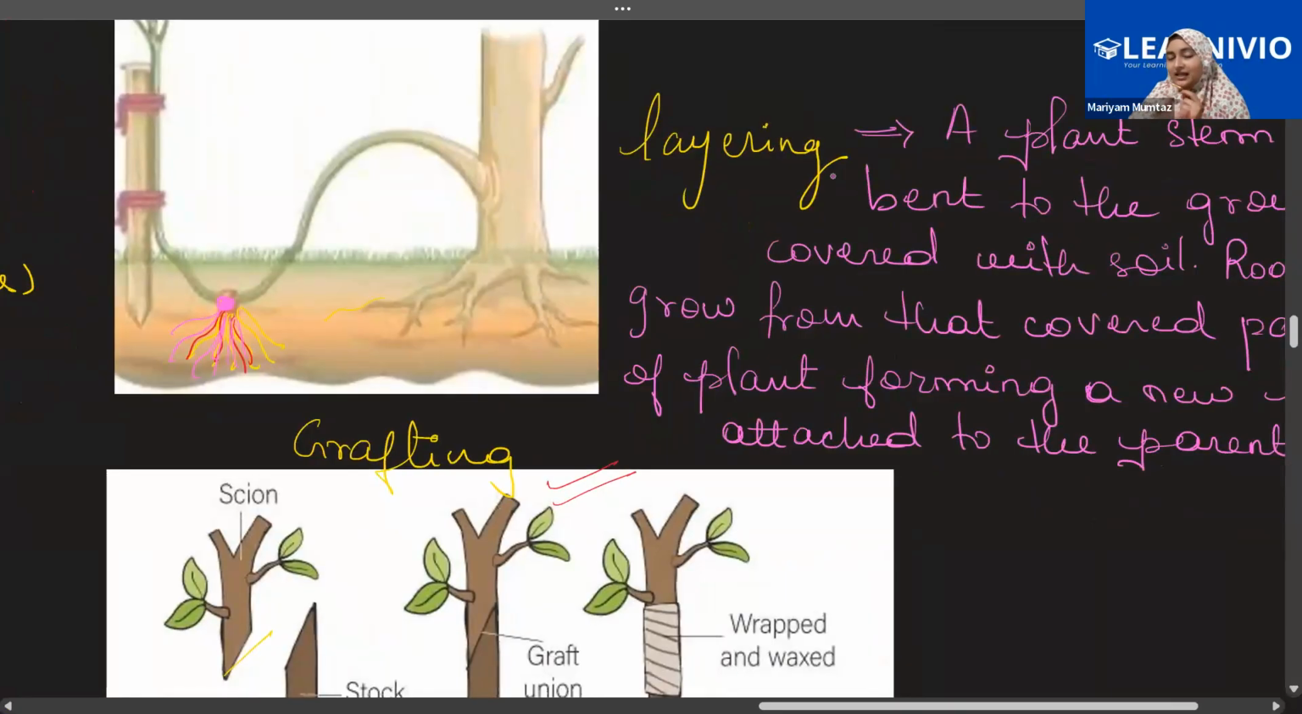If you cut this part, then it will die, no matter however many roots are formed here.